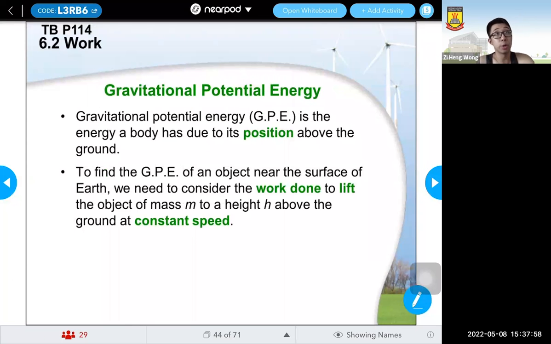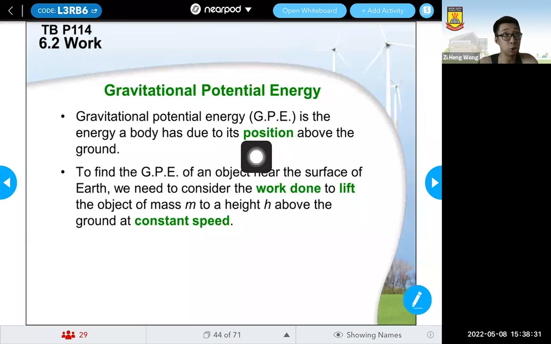Next, we have gravitational potential energy. Gravitational potential energy is the energy due to its position above the ground. To find the GPE of an object near the surface, we need to consider the work done to lift the object to a height h above the ground at constant speed. This is trying to show you a little how this calculation of GPE is related to the calculation of work done, where we take work done as the force multiplied by the distance traveled in the direction of force.